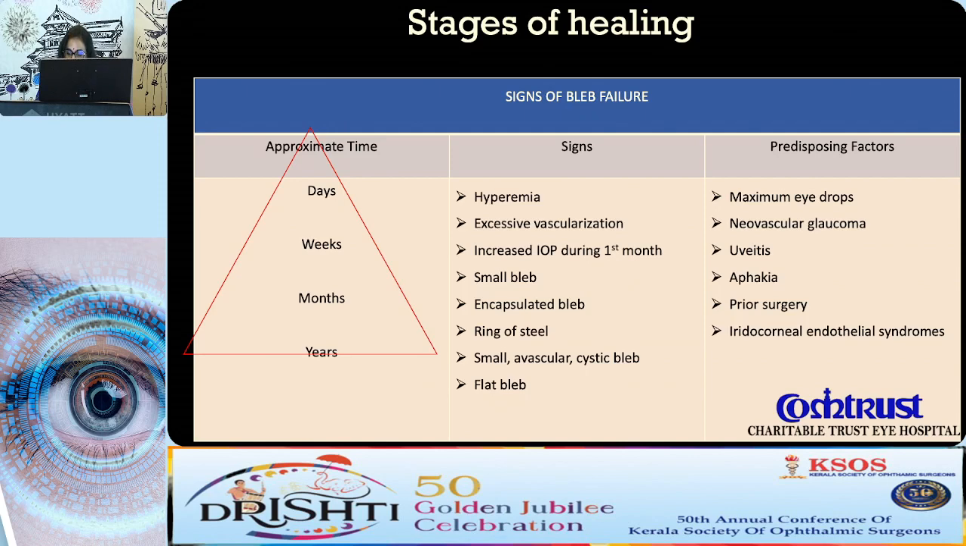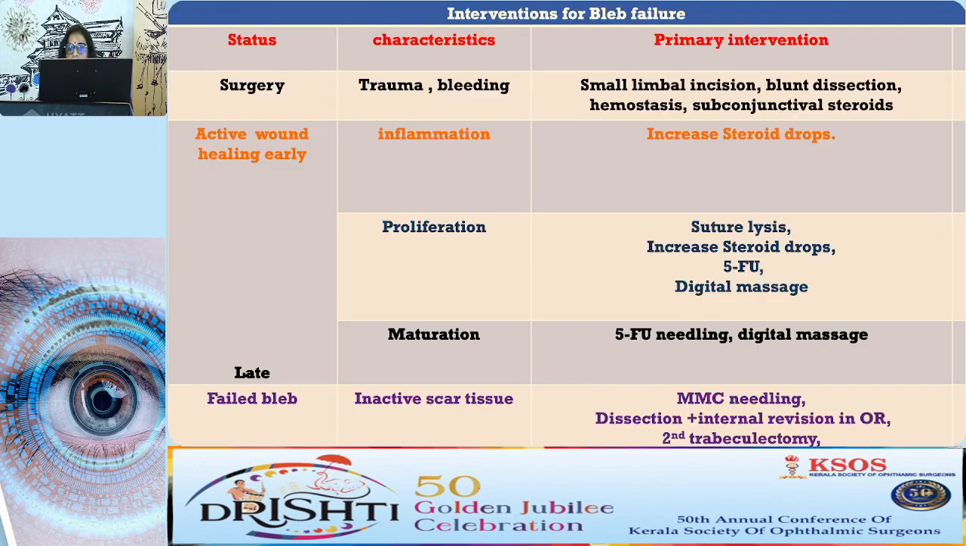late stage. So when we are planning for surgery, we have to consider the predisposing factors, like a patient on maximum eye drops, a patient with neovascular glaucoma, uveitis, aphakia, a history of prior surgery and dry eye syndrome, who are prone to failure. So now we have a failed bleb, and how to intervene depends on the stage at which we identify the failure. It starts with the surgery itself, where you need to have a bloodless field.